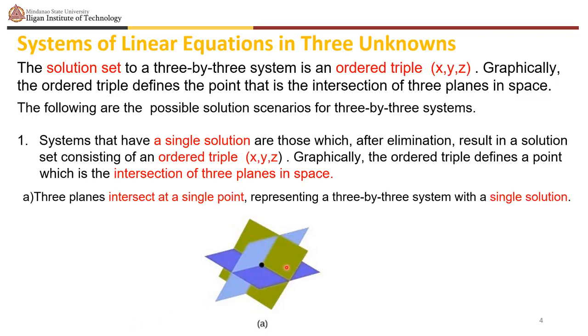We have here the point of intersection wherein is the first plane. The second plane would be the plane which is colored violet, and the other plane is the plane colored green. Notice that they meet here at this point of intersection.